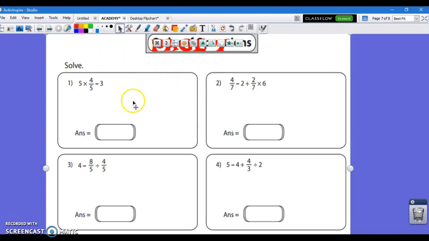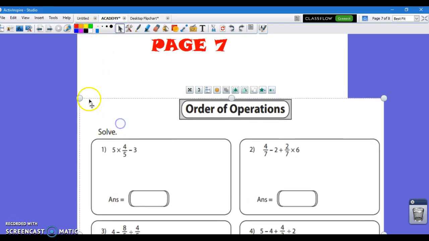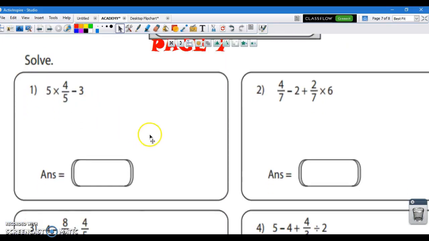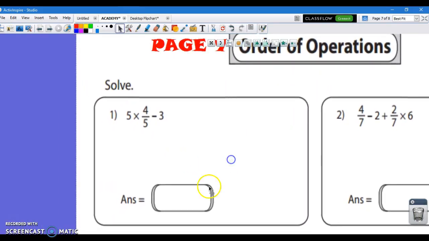So here we go. Now we have order of operations with fractions. So that means we are doing PEMDAS. Okay? Let me make this actually lots bigger. It's got the space here. Okay? So we're going to do PEMDAS. You know what that means.